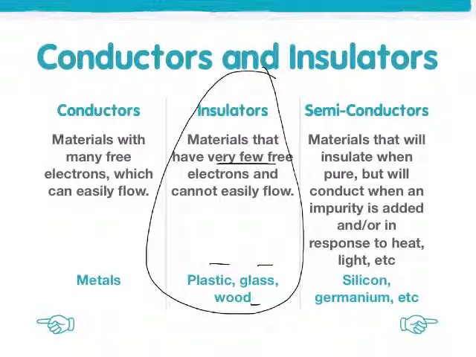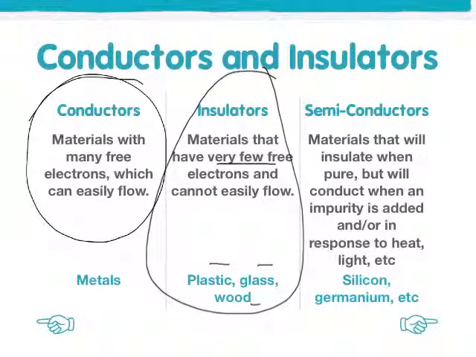So when we talk about static electricity, we're talking about the effects on insulators. But when we're talking about the flow of electrons in a circuit, we're only dealing with conductors. And the most common conductor is a metal. Semiconductors are a bit of an exception, but we'll deal with them in a different chapter.